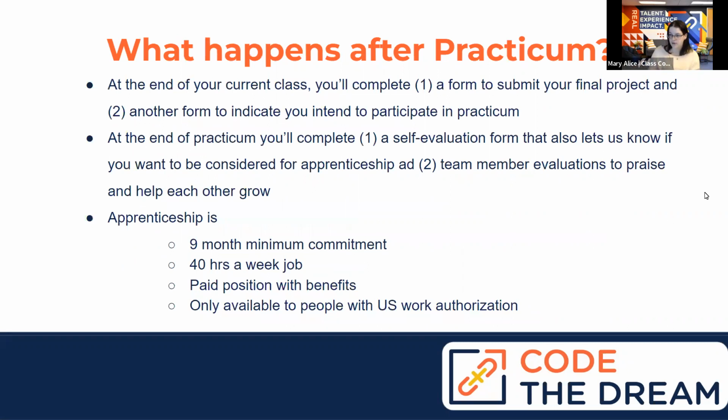So at the end of your current class, you complete a form to submit your final project, and then you'll have a second form to confirm that you are going to be participating in practicum. And then you will have completed your final project in time to participate in practicum. So towards the end of class, expect 2 forms that you'll need to fill out. The form to submit your final project is the same as your regular weekly assignment submission form, but it'll have some new questions on it since you'll be filling out your final.